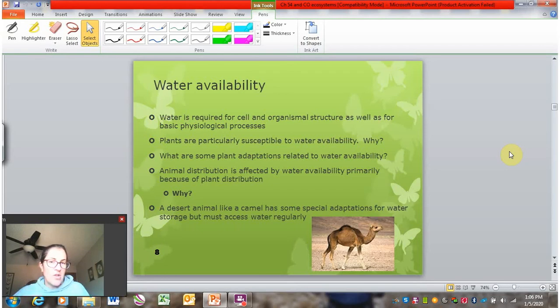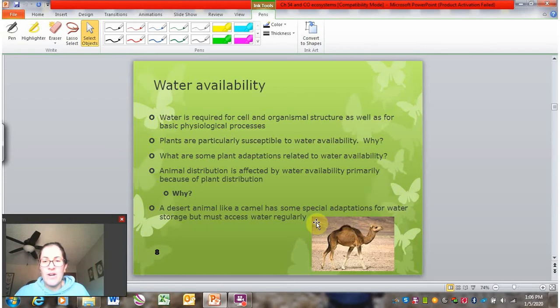Animal distribution is also affected by water availability, but for a different reason. It's because they follow where the plants are. So animal distribution is affected because plant distribution is affected. And why is that? Well, animals can move for water, so they don't have to be reliant on the water being right where they're sitting the way that plants are. But they do have to have food, and so they have to be where the plants can grow so that they can eat the plants.